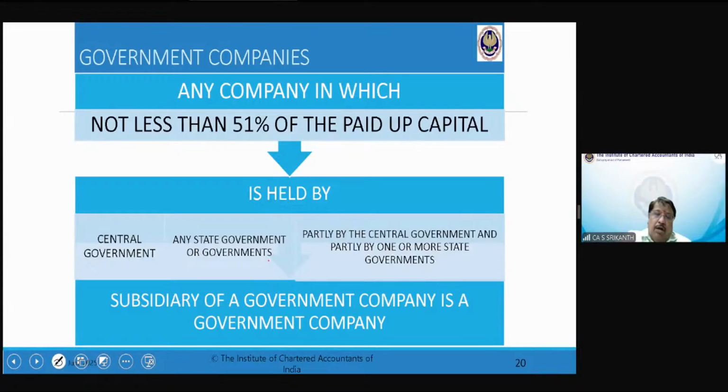Another method. Already a company is a government company, and that government company has a subsidiary. Subsidiary of a government company is also a government company. Please understand. This company is already a government company, meaning 51% is held by one of these three. Now, this government company has a subsidiary. That subsidiary is also a government company. It's a very simple definition, not very difficult to confuse. Okay? Check it out.